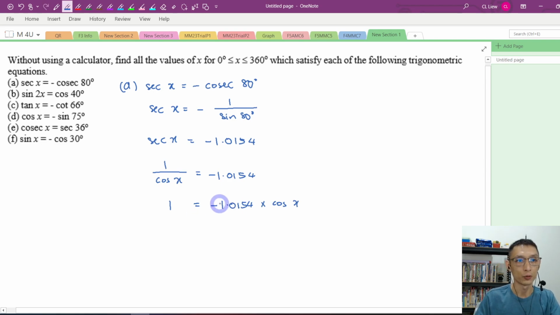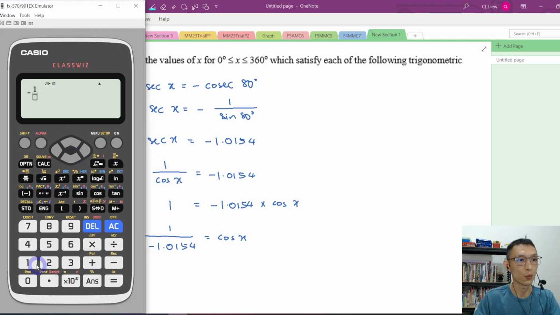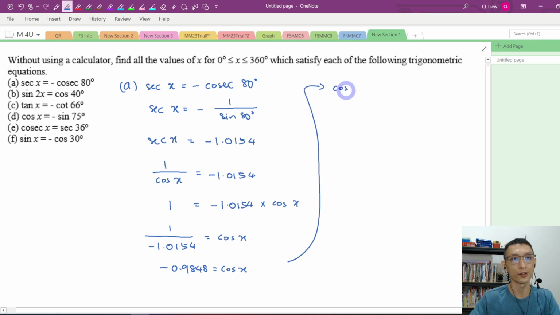Next, move this one down: 1 over negative 1.0154 is equal to cosine x. Let me press the calculator for this whole thing: negative 1 over 1.0154. Rounded to 4 decimal places, negative 0.9848. Let me continue here: cosine x is equal to negative 0.9848.